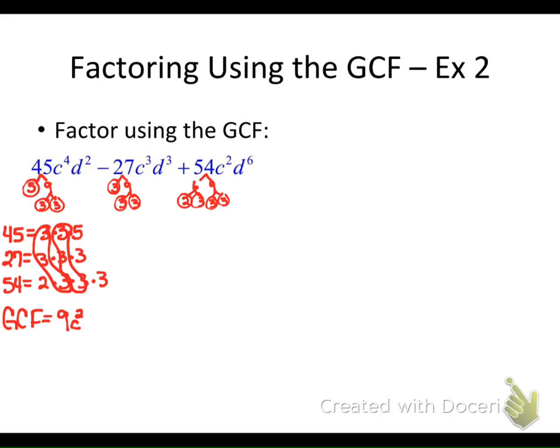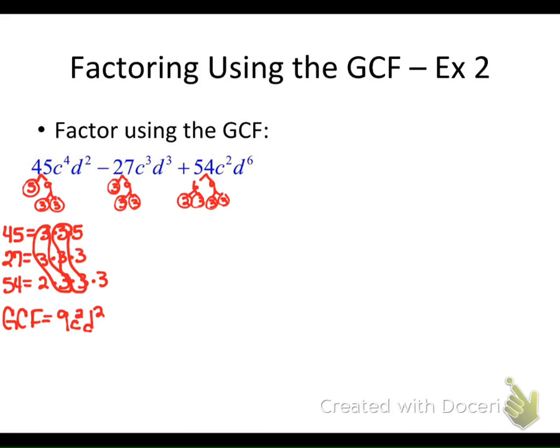Then I come to d. Do they all have a d? Nope. What's the smallest? D to the 2nd. So now that I found the greatest common factor of my 3 terms, what does this 9c squared d squared represent for my area model? The height, okay?